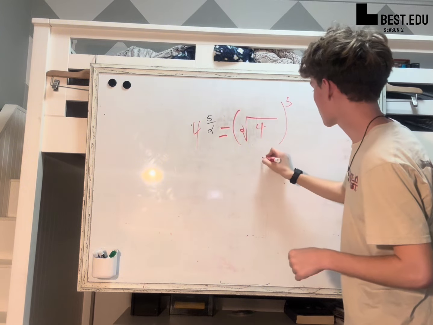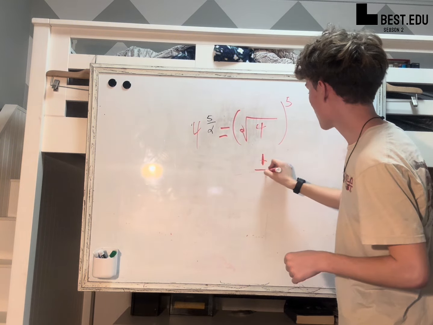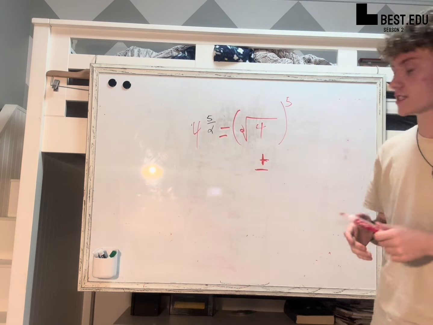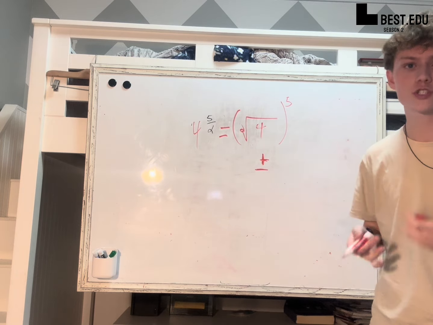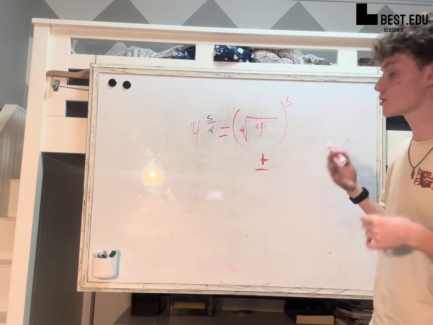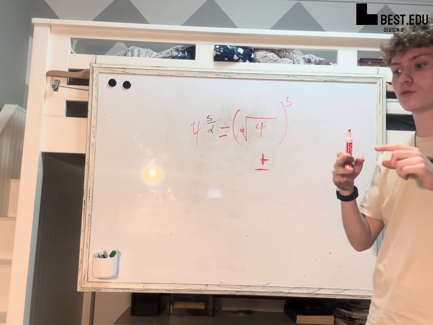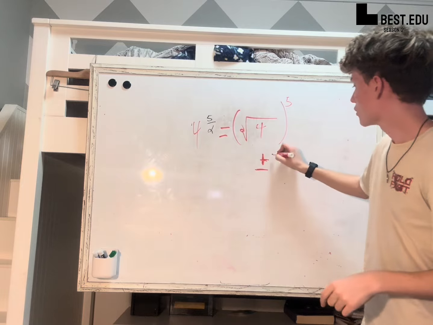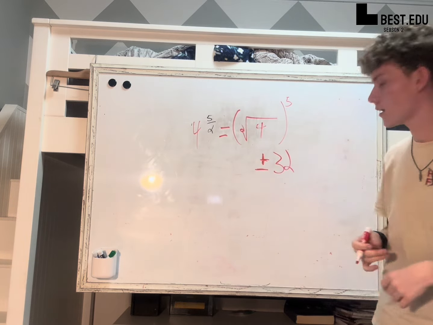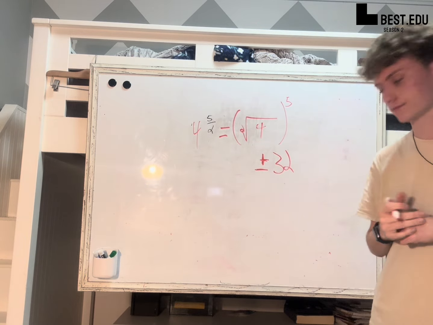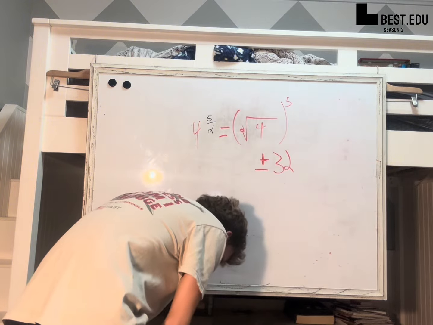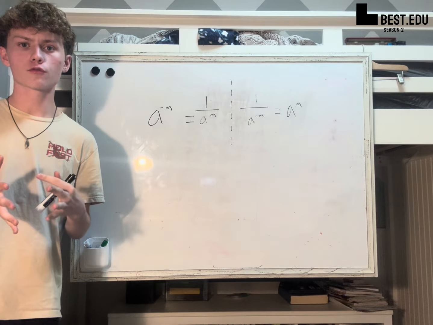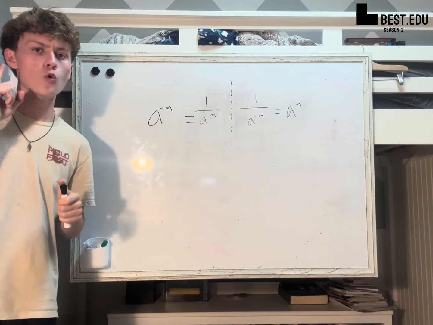So we know that our answer is going to be plus or minus something, right? So the first step we want to take is square rooting the 4, which is going to get us 2. And then to the power of 5 gets us 32. So our answer is plus or minus 32. Is that right? Yes. Yes!